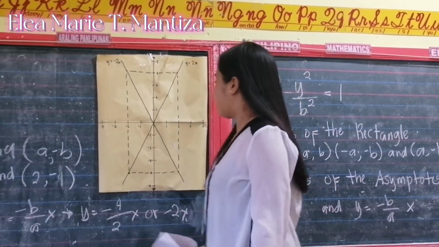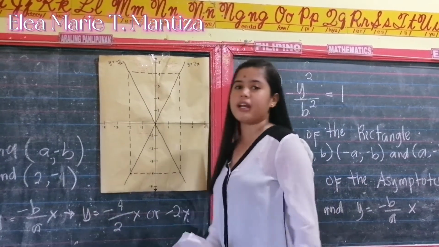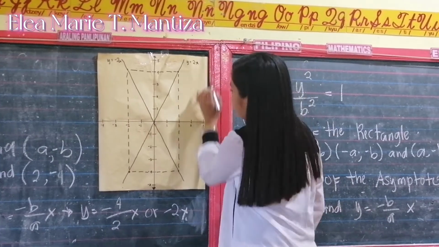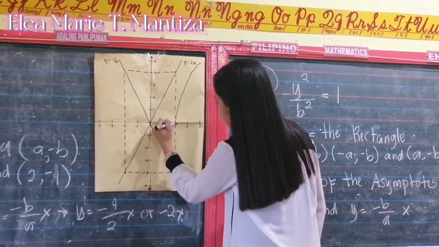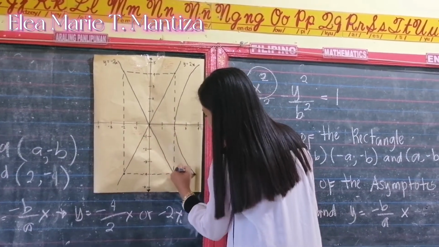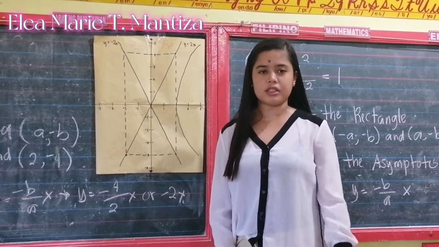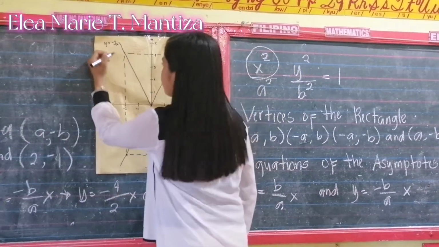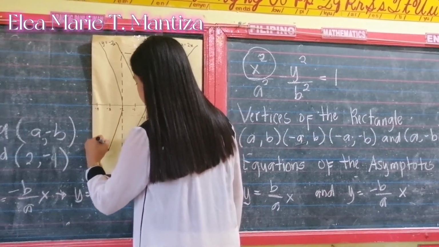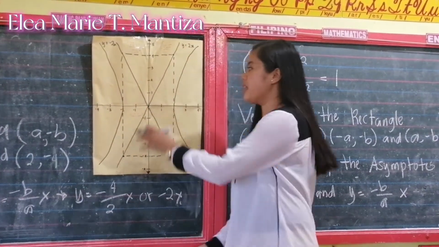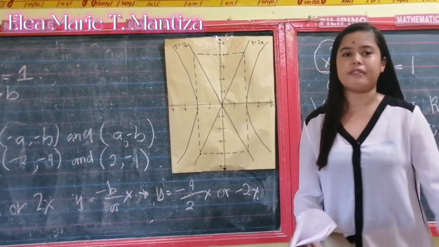So, the hyperbola, since x squared comes first, would be horizontal. So this is the hyperbola with a horizontal axis. And this will be the final graph of the given equation.